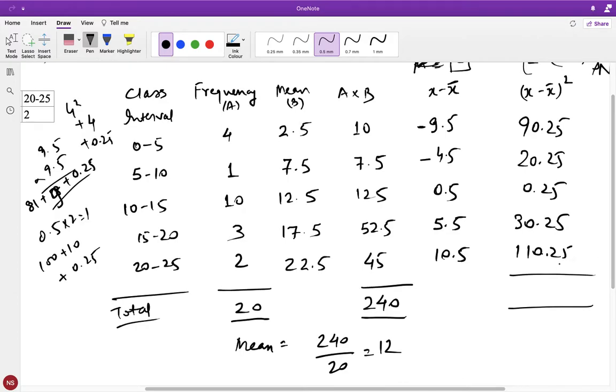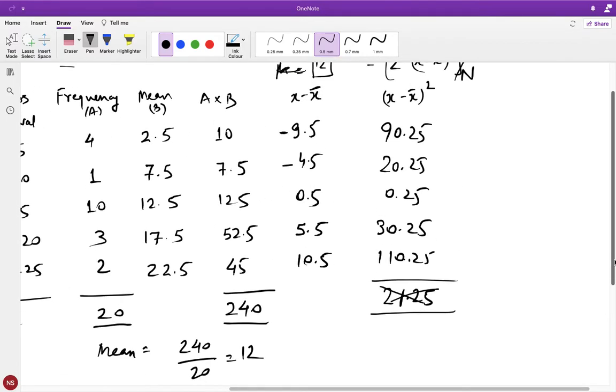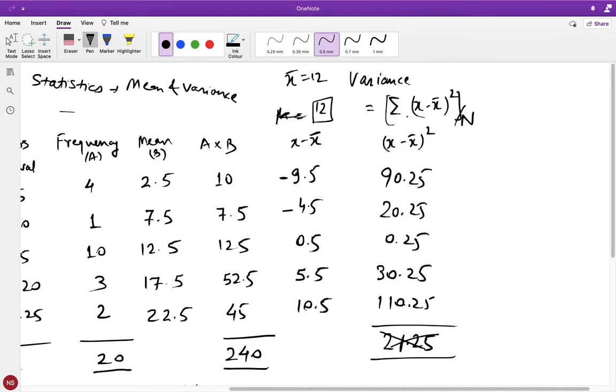Now summation of all of this will be what? Okay, so this total is not needed because there is sigma over it, and frequency for this is 4 and this is 1, this is 10, this is 3 and this is 2, so they all have to be multiplied with their corresponding frequencies.